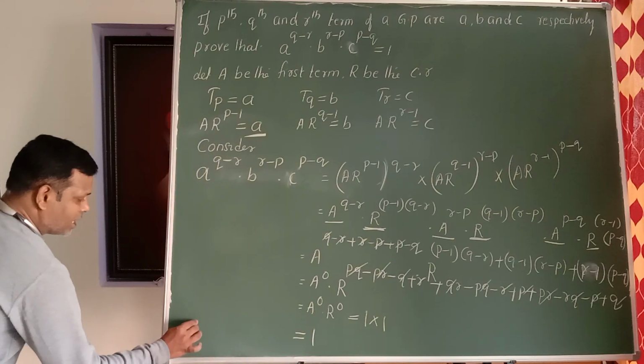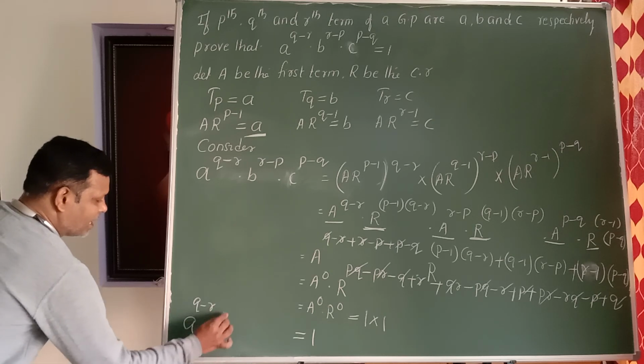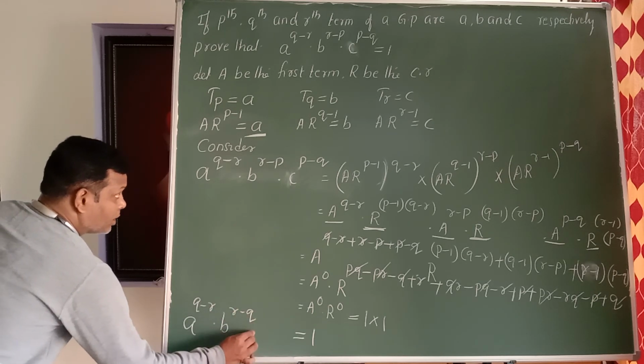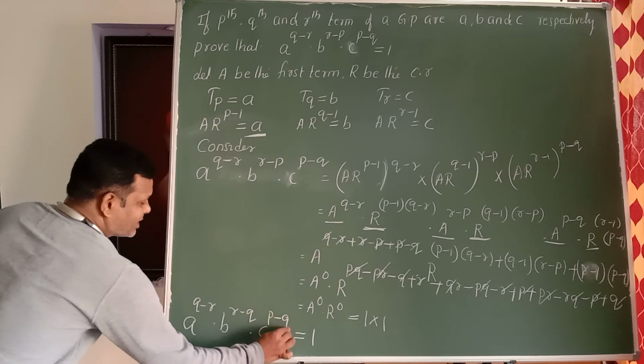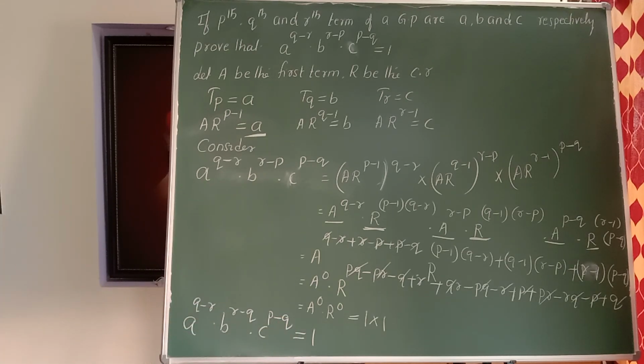We have proven that a power Q minus R into b power R minus P into c power P minus Q is equal to 1. This is the result. Go through the solution once again.